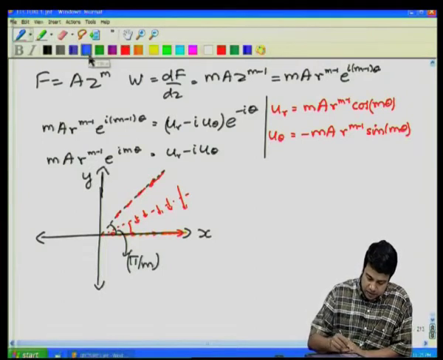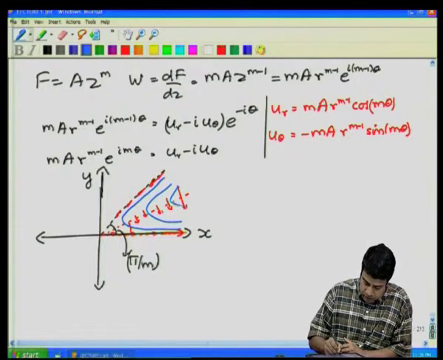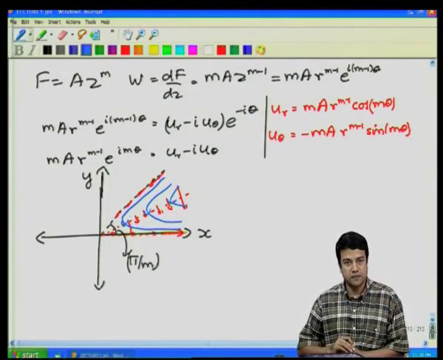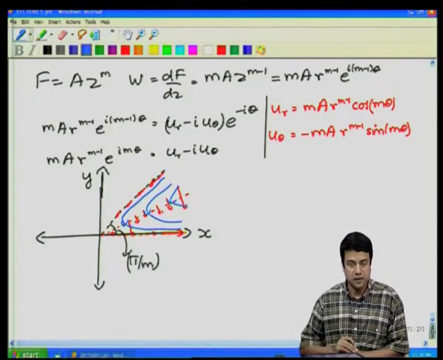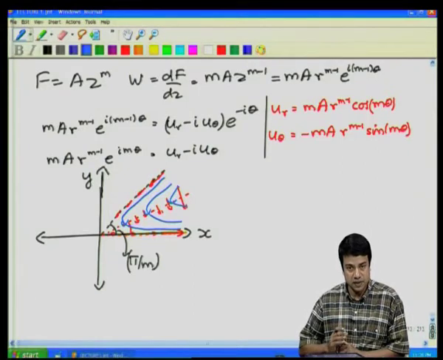And this represents a flow in a corner once again, where the angle of that corner is now pi by m. Previously, for z square, the angle was pi by 2. For z power m, the angle is pi by m. So, when m is greater than 2, of course, pi by m is less than pi by 2. So, you get a flow in an acute angled corner.